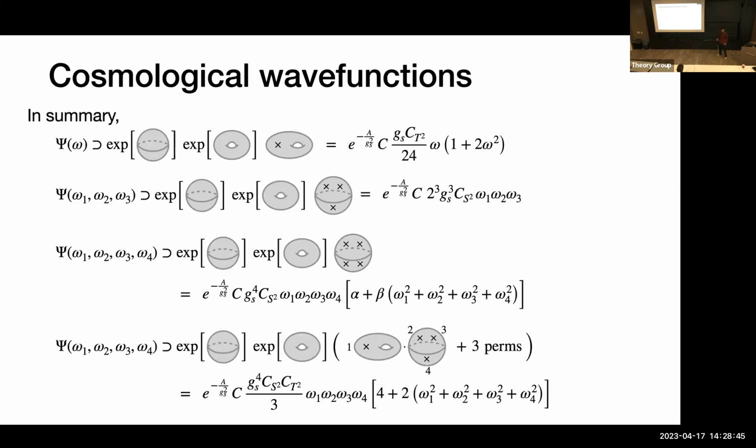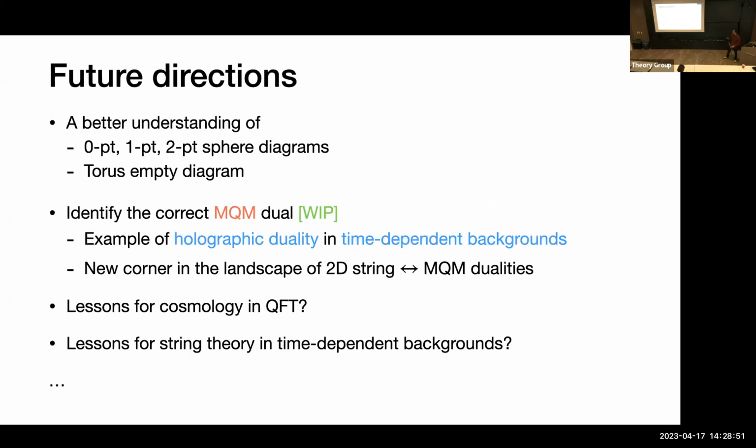Just to summarize. Okay, and since we're running out of time, I'll end here with a couple of concluding remarks. Of course, some of what we've already been discussing is a better understanding of the lower point amplitudes, the 0 point, which we don't have an unambiguous way to compute, at least I don't know. There's the one point function that we've been discussing already, the 2-point sphere diagrams, and also the torus. So that's definitely something that needs to be further analyzed, as these are somehow a little more subtle in the usual string perturbation theory framework.